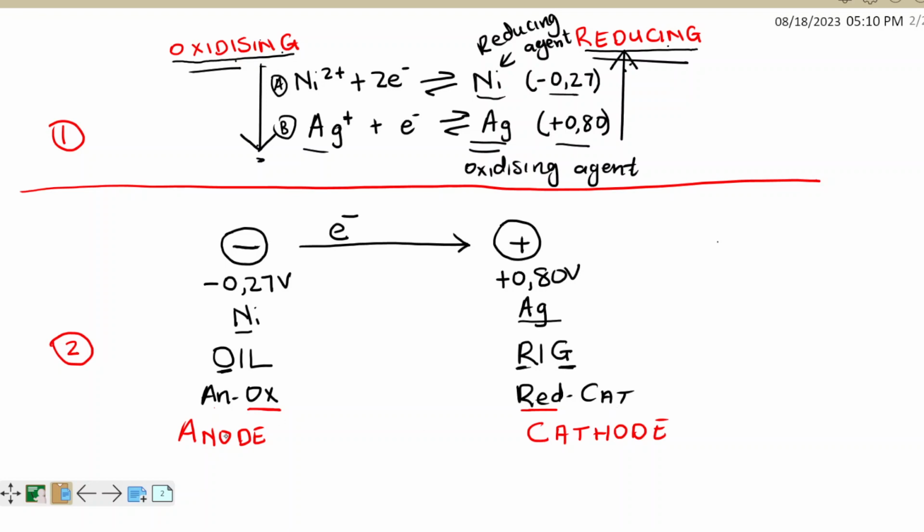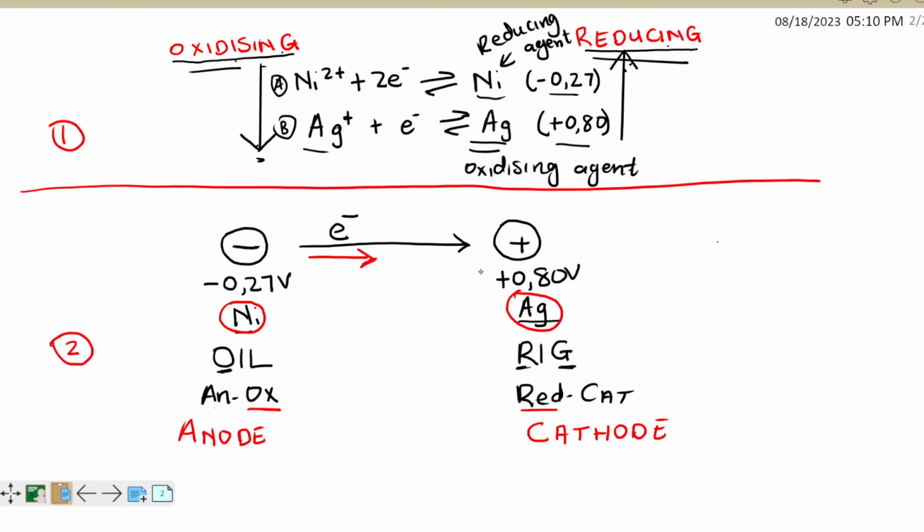So which one is the anode? That means the electrode of nickel is the anode. Which one is the cathode? That means that the electrode of silver is the cathode. On the nickel, electrons are being lost. On the silver, electrons are being gained.